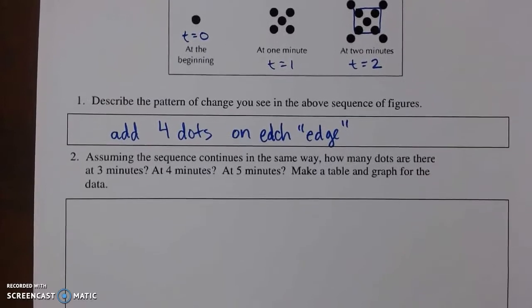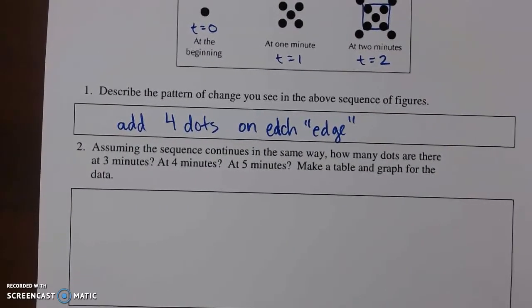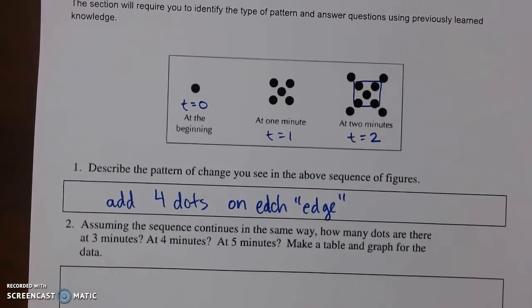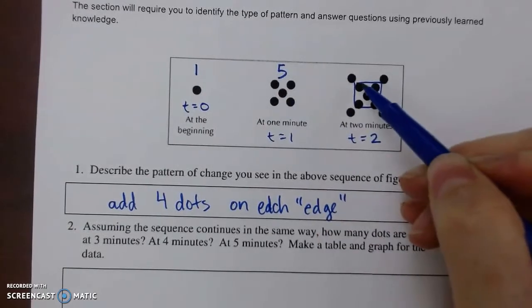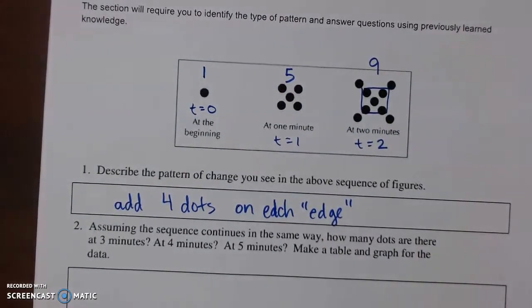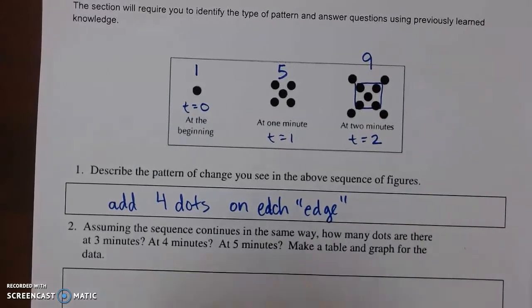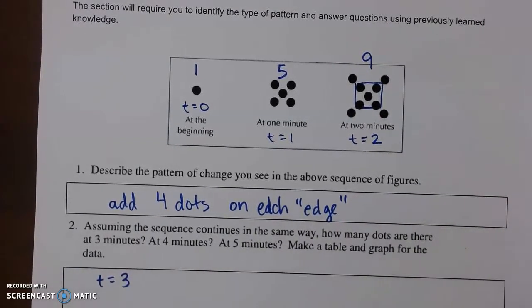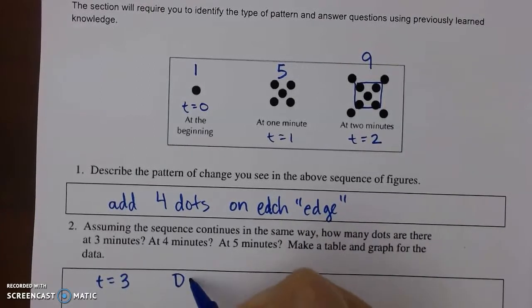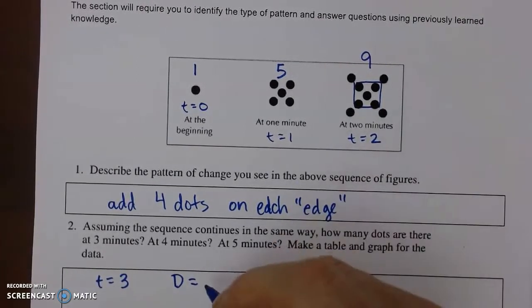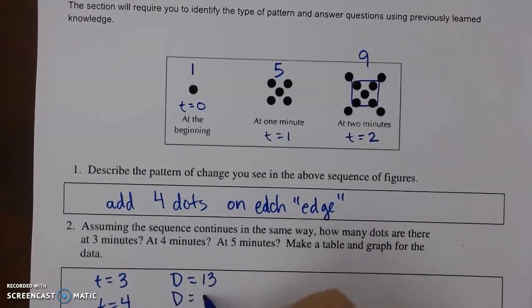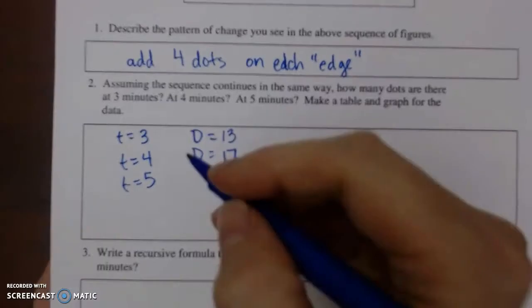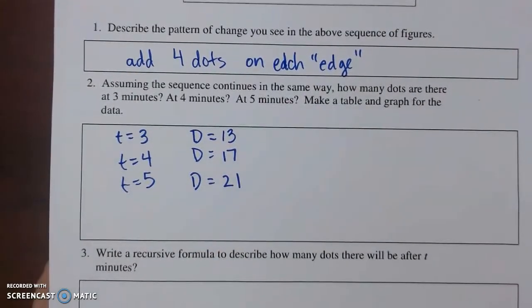So now, assuming that the sequence continues in the same way, how many dots are there going to be at 3 minutes? So let's look. So here I've got 1, 1, 2, 3, 4, 5, and then 5, 6, 7, 8, 9. And so yeah, we are adding 4. So at 3 minutes, we should have, we're going to say dots. So add 4 more, we're going to have 13. At 4 minutes, we're going to add 4 more, so we'll get 17. And at 5 minutes, we should have 21 dots, okay?